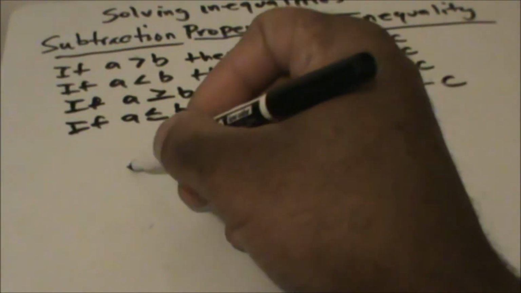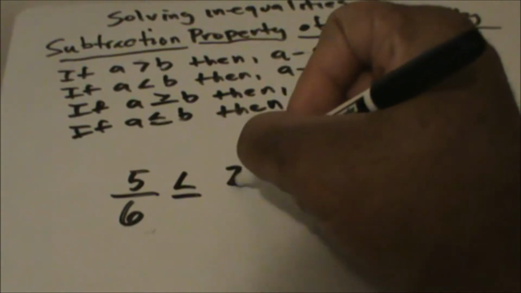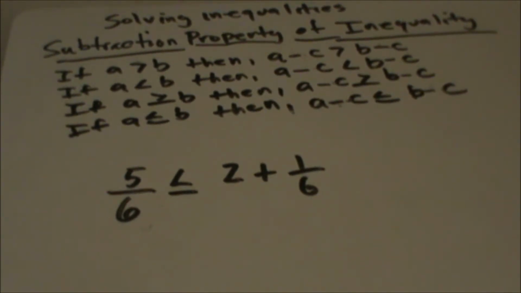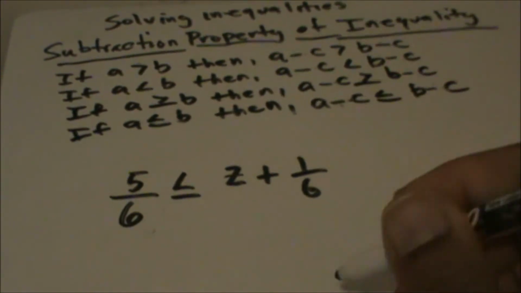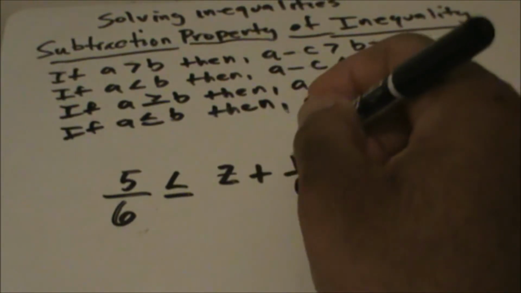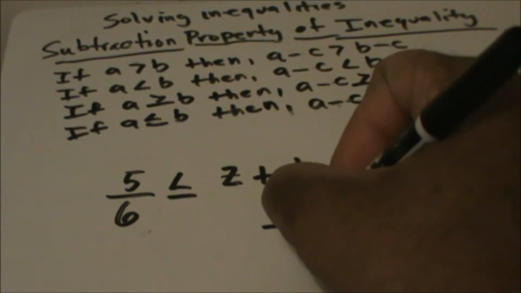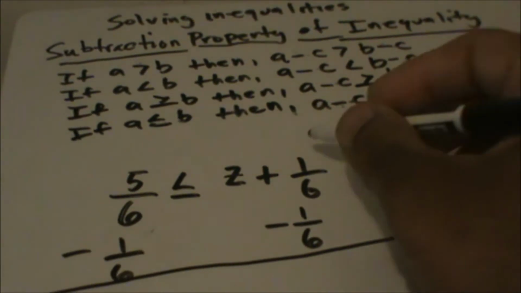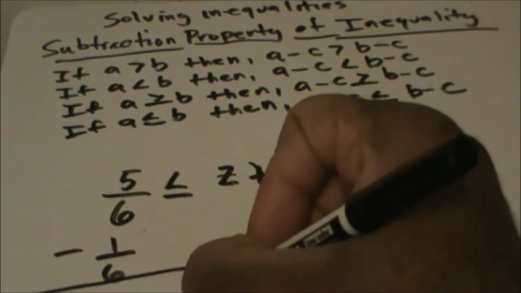All right, so it's a fraction. 5/6 is less than or equal to z plus 1/6. With this problem, I've got to get z by itself. I like to put a little dash in my z's. So this number has to go. Since this is plus, using the subtraction property, we're going to subtract 1/6 on both sides using the straight line method. A plus and a minus of the same quantity always cancel. Less than or equal to z.